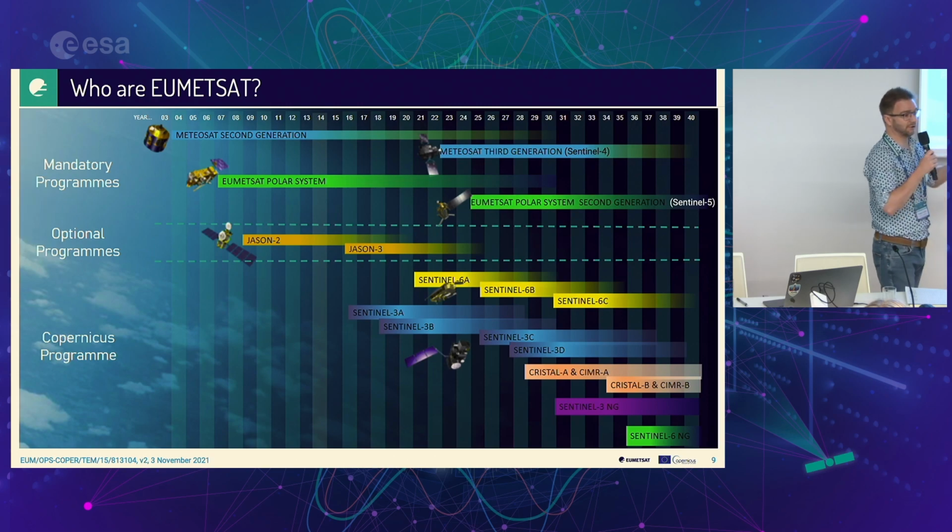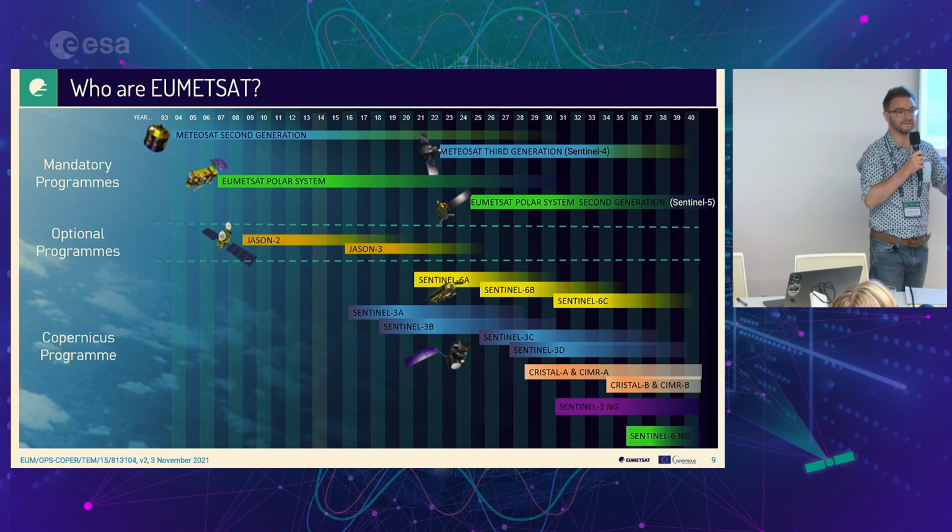We have optional programs that have more of a historical legacy, but we've taken on some of the control for. JASON-2 is no longer flying. JASON-3 is currently flying. It's an altimetry satellite, and we disseminate the data for this as well as operate the satellite. And then we have the Copernicus program, under which we operate a significant number of satellites, and it's continuing to grow as we move into the future.